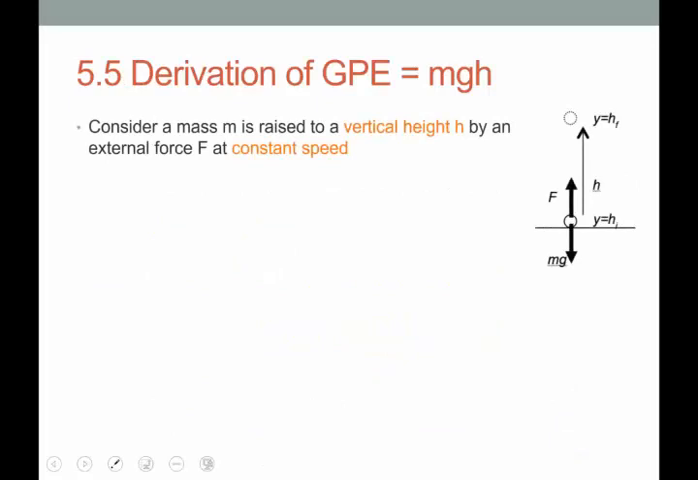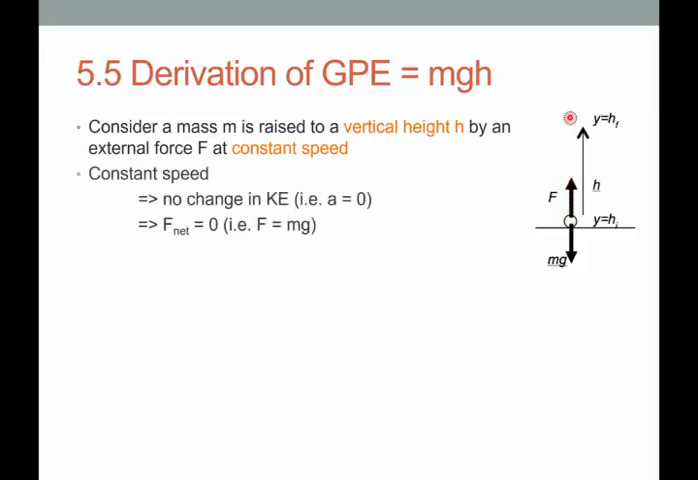Next, we proceed to the derivation of the gravitational potential energy, which you all know is mgh. We consider the mass m being raised to a vertical height of h by an external force F, and the mass is to be raised at a constant speed to the maximum height.